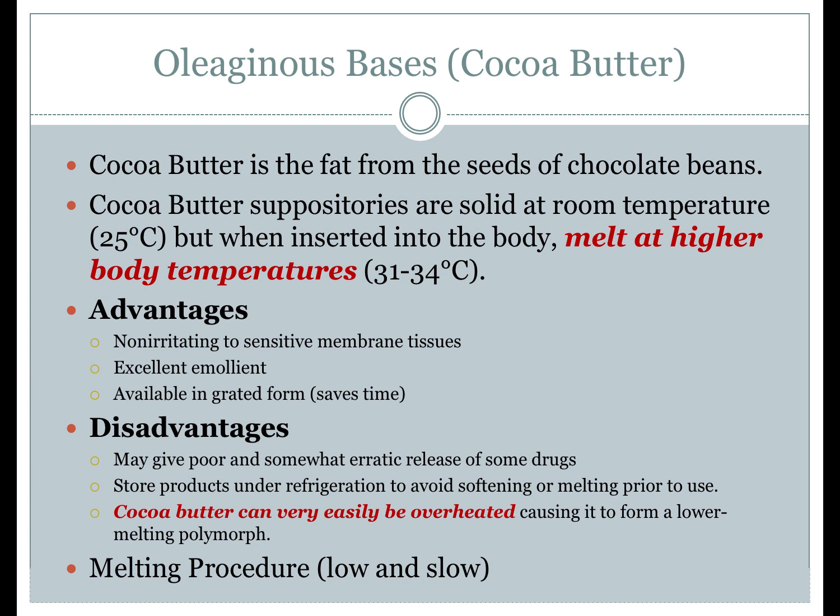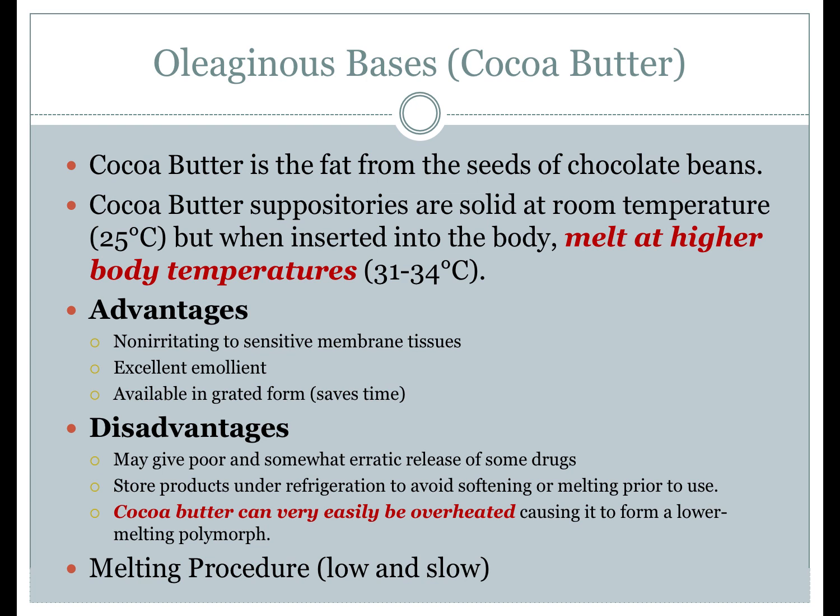Cocoa butter or oleaginous suppository bases have certain advantages and disadvantages. Advantages include being non-irritating to sensitive membrane tissues, as well as having excellent emolliency and soothing properties, which is why cocoa butter is often used for rectal suppositories. Another advantage to cocoa butter is that it is available in a grated form, which eliminates the time-consuming activity of grating or shaving down to small, similarly sized shavings.